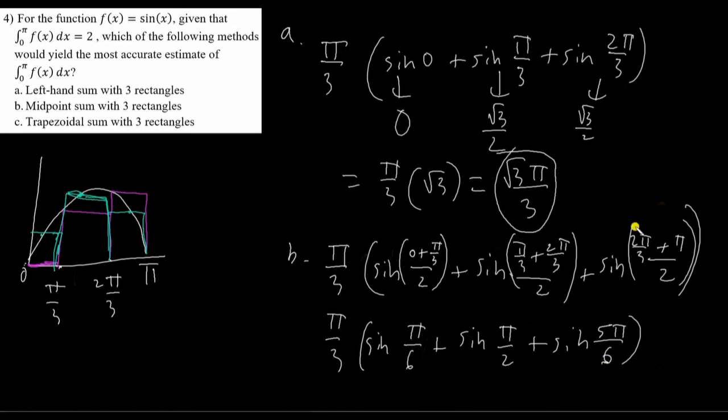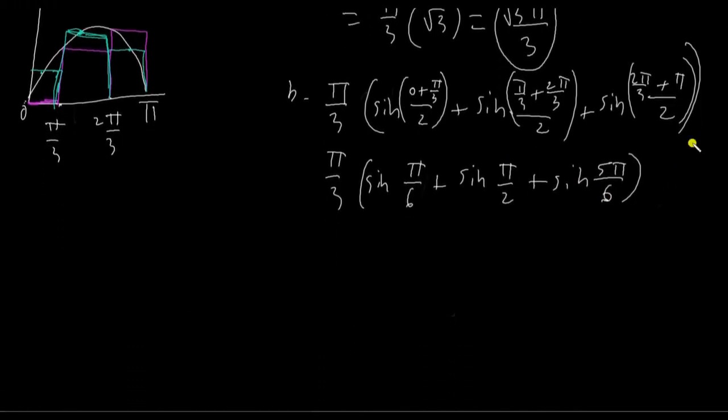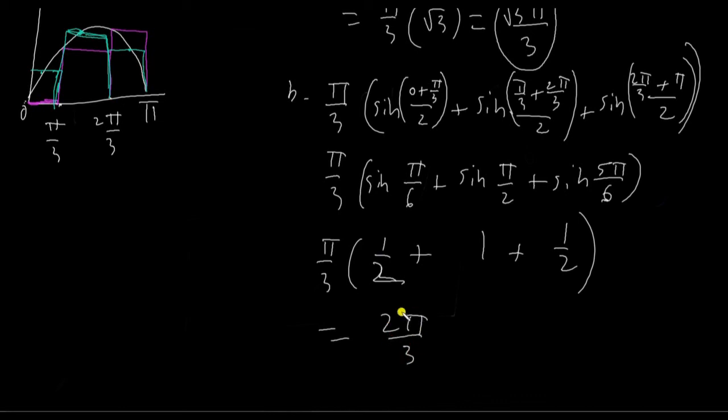Okay, let's evaluate these. So sine of pi over 6 is 1/2. Sine of pi over 2 is 1. And then sine of 5 pi over 6, that's a reference angle of pi over 6, and it's in the second quadrant, so it's going to be 1/2 as well. Therefore, 1/2 plus 1 plus 1/2 is 2, so the total is 2 pi over 3. Okay, that's for part B.